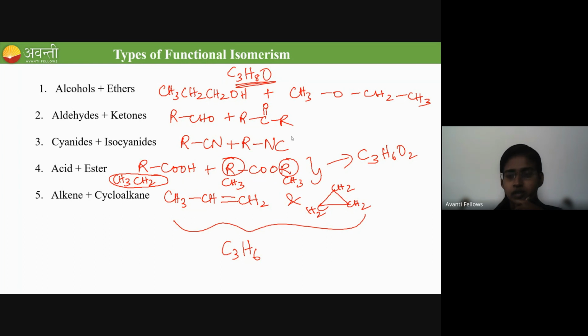Third one. Okay, for the third one also I will give an example. For cyanide, I will take CH3CN. But for isocyanide, it is CH3NC. That's all. Very easy. Here carbon is bonded with carbon and here nitrogen is bonded with carbon. Clear? Any other doubt?